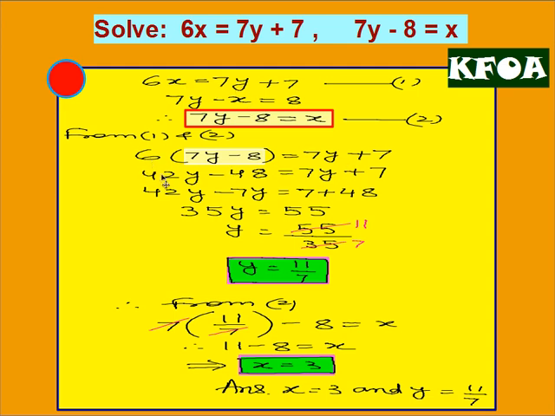When you open the brackets, 42y minus 48 is 7y plus 7. 42y minus 7y is 7 plus 48. It's very dry. I cannot tell you jokes and I cannot talk. For that I make other videos. So please be with me and bear with me because I want to do more sums. y equal to 55 upon 35.